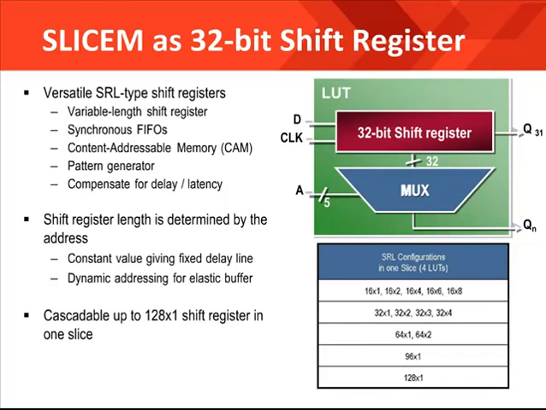Many LUTs can be configured as a 32-bit shift register as well. This is used primarily as a pipeline delay element for balancing pipelined applications, but it can also be used for variable length shift registers, synchronous FIFOs, CAMs, or for pattern generators. The SRL is also cascadable up to 128 bits in length.